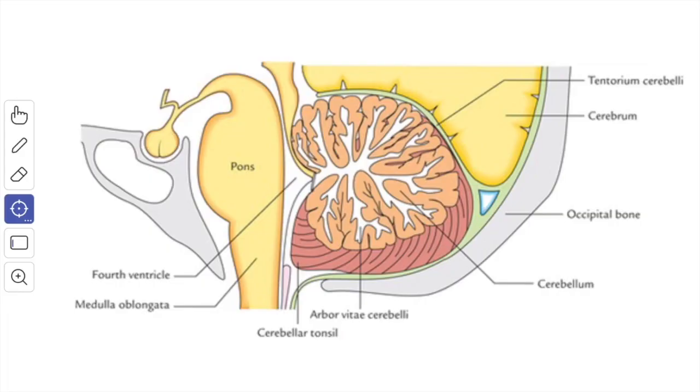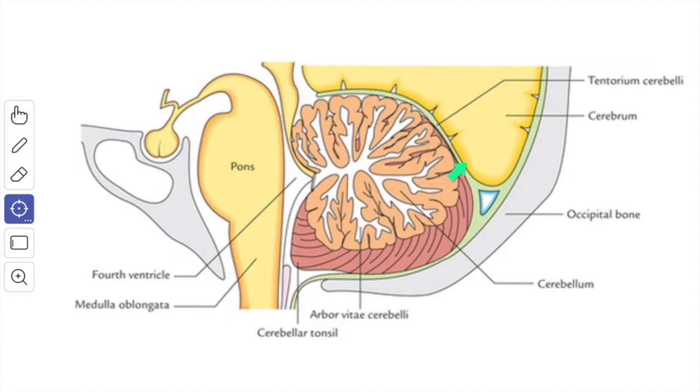In this video, we are going to study about the cerebellum. The cerebellum is the largest part of the hindbrain and the second largest part of the brain as a whole. It weighs about 150 grams and it is located in the posterior cranial fossa underneath the tentorium cerebelli.